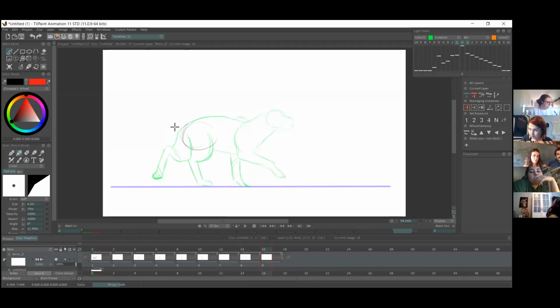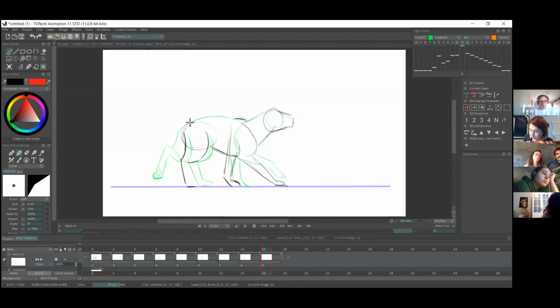And then the front leg, the one that was up in the air, is making contact. And then the head goes up as well. And then the back leg that's closest to us is going away, moving forward.